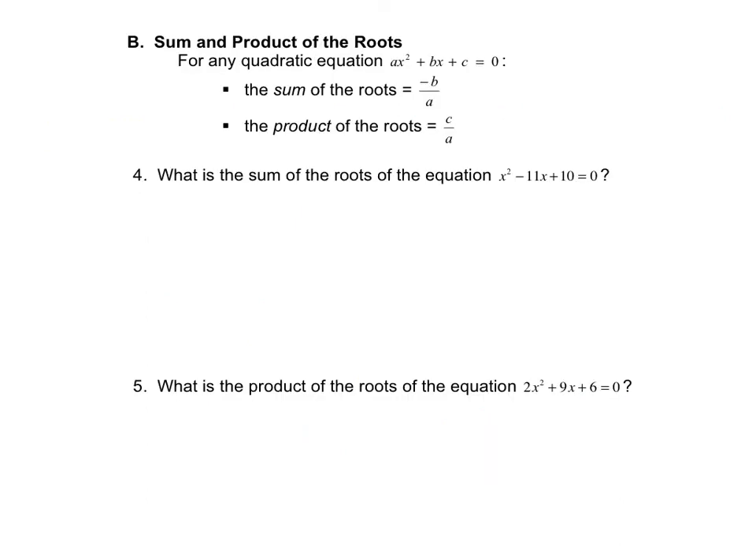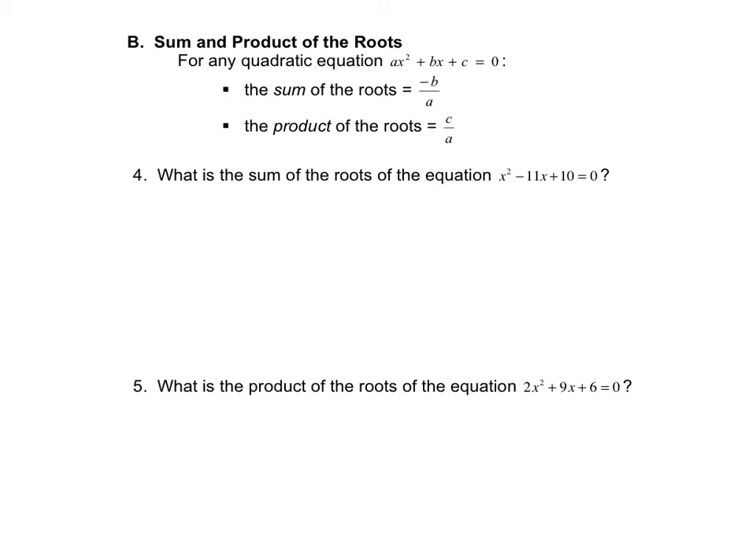Taking a look at the next part, sum and product of the roots. For any quadratic equation, ax squared plus bx plus c equals 0, the sum can be expressed as take the b value, negate it, and divide by the a. The product of the roots can be expressed as take the c value and divide it by the a.